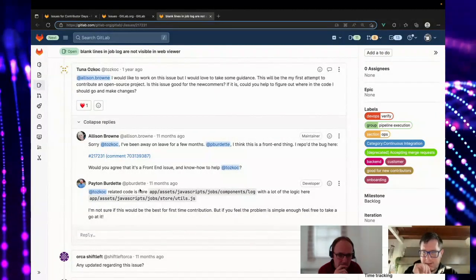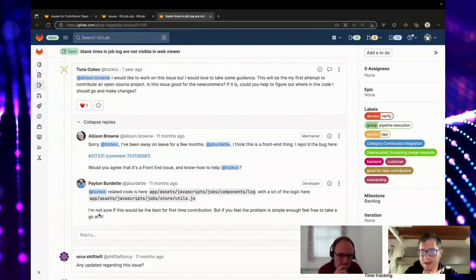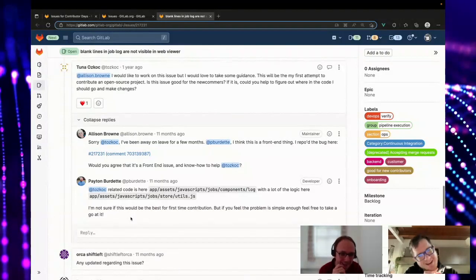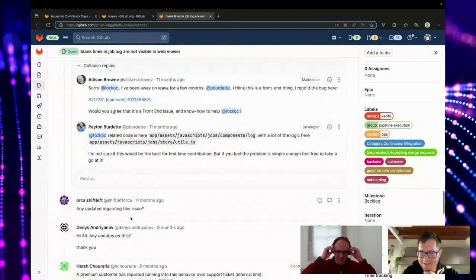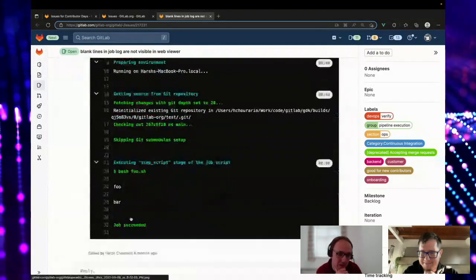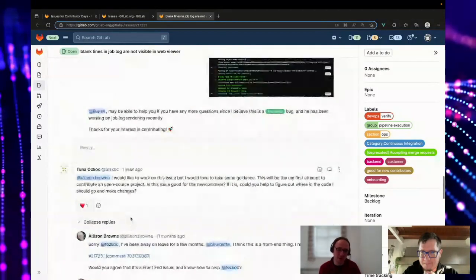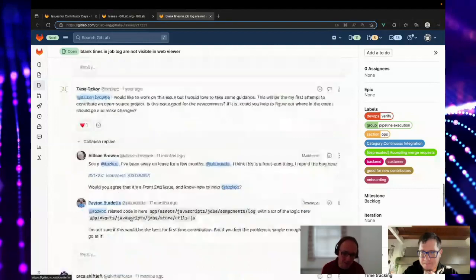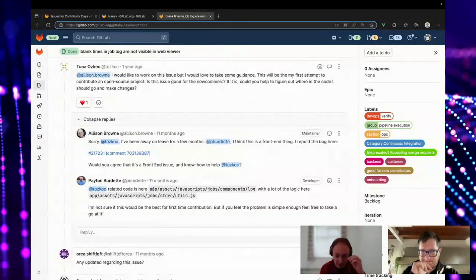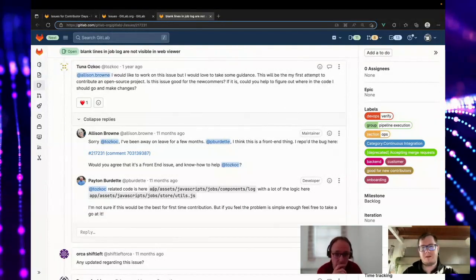The DRI for this is saying that I'm not sure if this would be the best for first-time contribution. Yeah, if it's a deep JavaScript thing, it might be great if someone were to know JavaScript. It's not maybe a great opportunity to pick up and learn JavaScript. But if you know your way around that side of things, it might be something that someone could potentially look at.